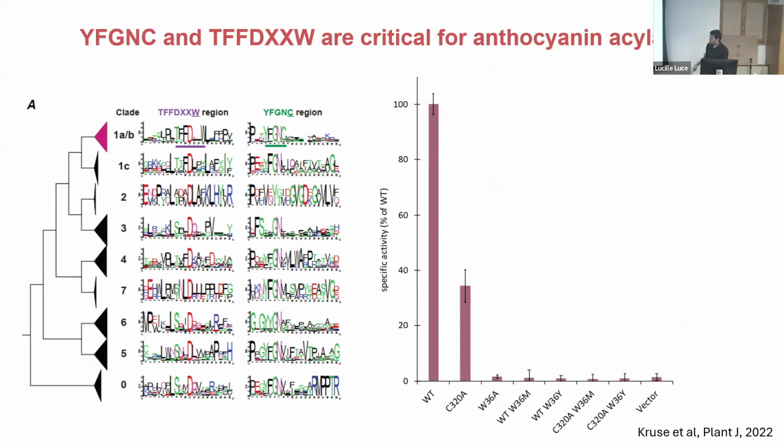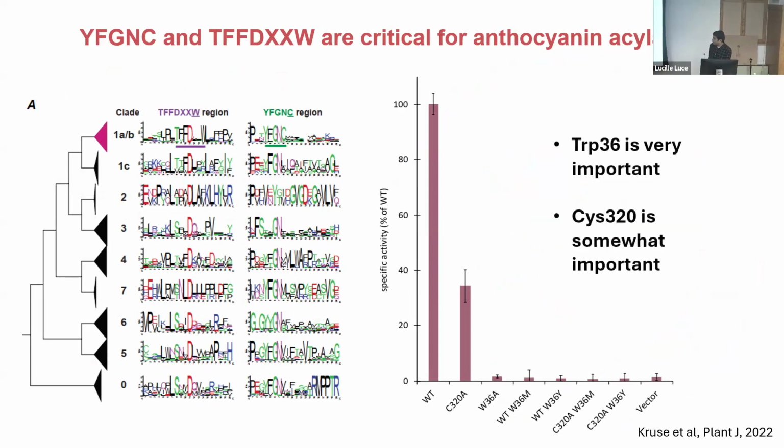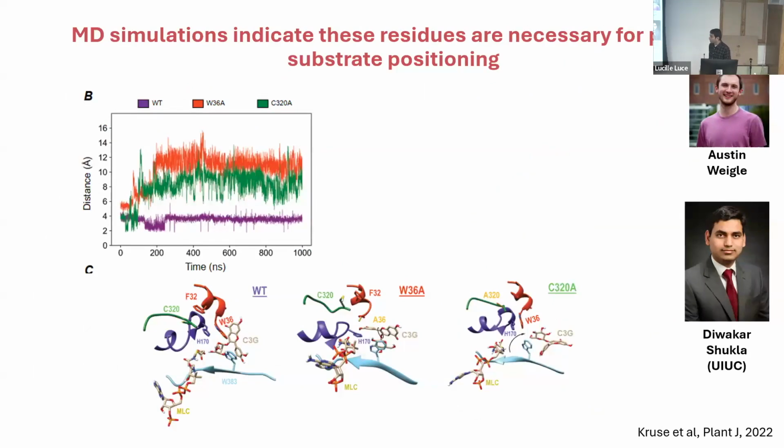Tryptophan is much more important for activity than the cysteine. We collaborated with Divakar Shukla's lab at Urbana-Champaign, who did molecular dynamics simulations, and basically they showed that the tryptophan holds the anthocyanin in place for the catalysis. The histidine is the catalytic residue, and the tryptophan holds the anthocyanin in place through pi interactions. If the tryptophan is gone, the anthocyanin wobbles around in the active site, and no acylation happens. If the cysteine is gone, the tryptophan also wobbles by itself, so the anthocyanin also wobbles, and there is no activity. So in 100% of the enzymes in that clade, you see tryptophan and cysteine, and so it was important for the evolution of that activity.